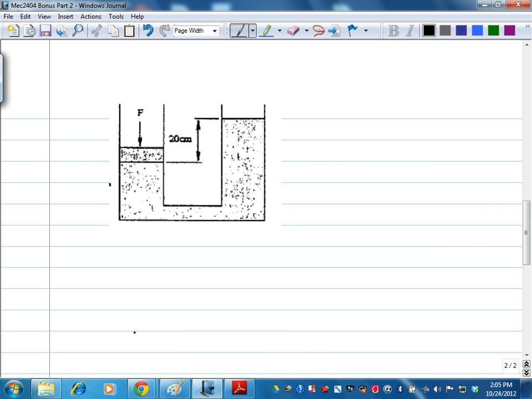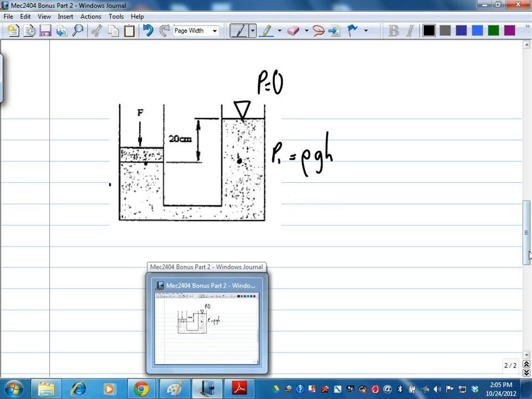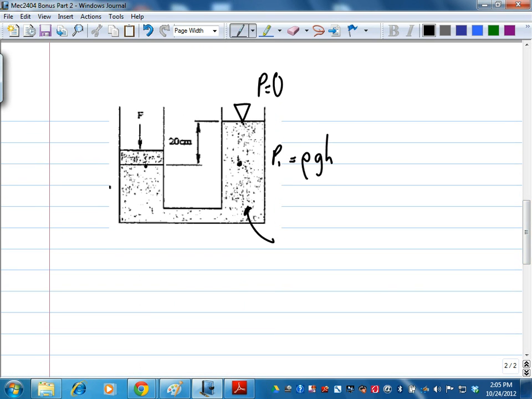Okay. So here I presume it's atmospheric, so pressure equals 0. Here and here, same pressure. Here, P1 equals rho G H. What's the rho in this one? Water, 998. So equals 998 times 9.81 times 20 cm. Is that okay?